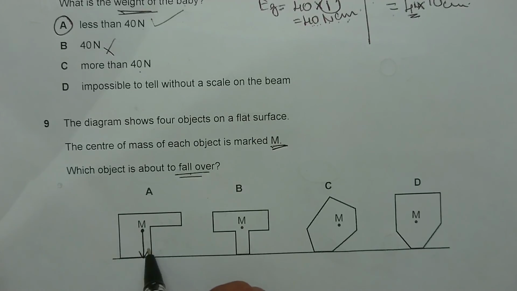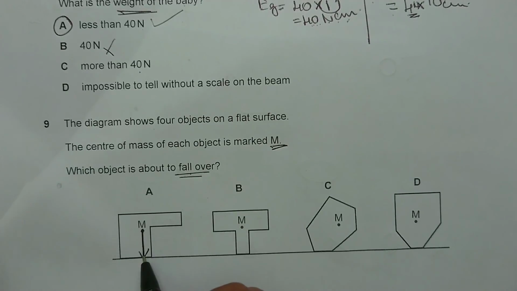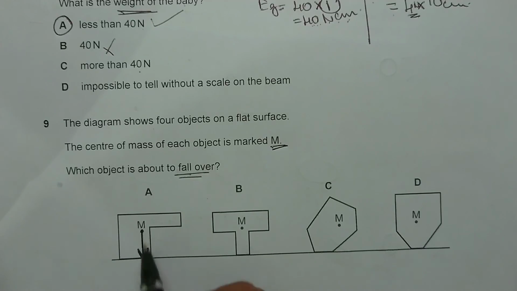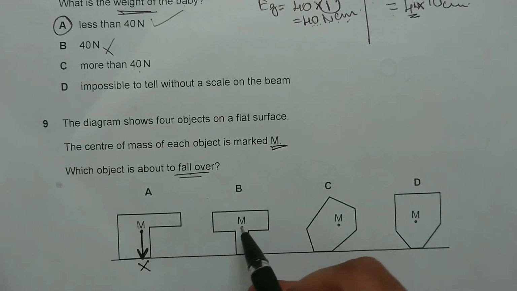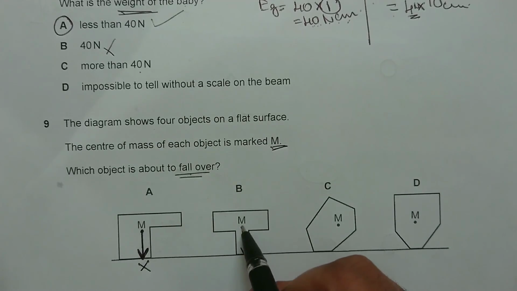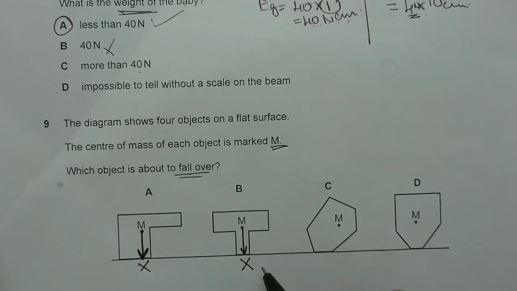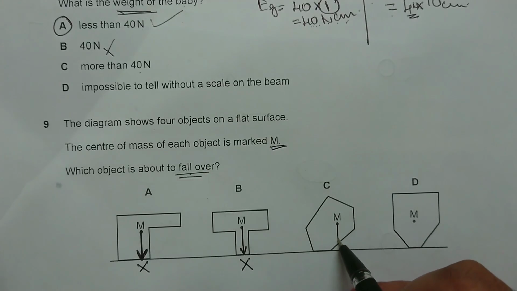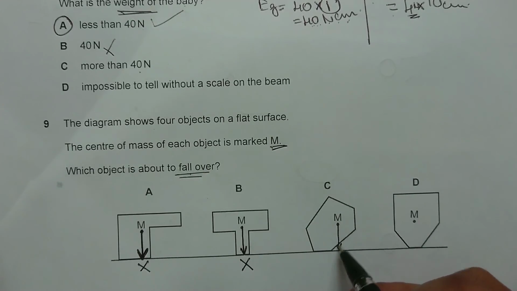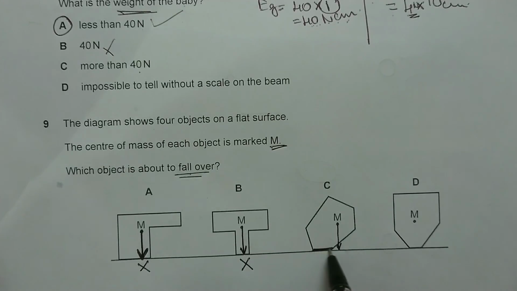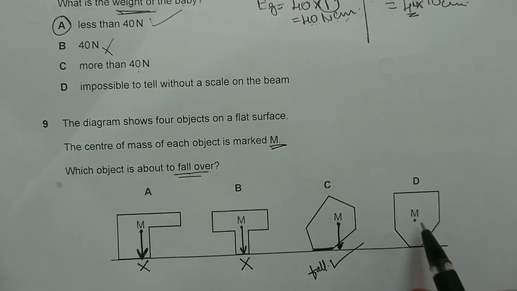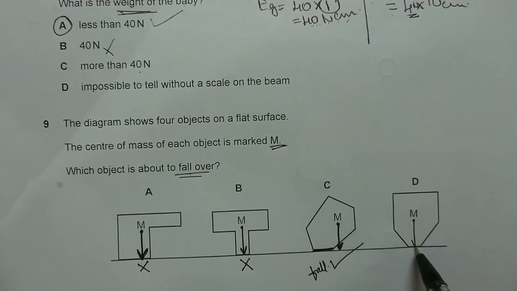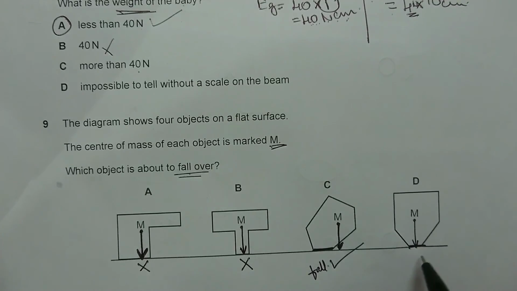Draw a vertical line. The center of mass is inside the base, therefore it is not going to fall. Draw a straight line. This is inside the base, does not fall. Draw a straight line. Okay, so the base is here, and the line is outside the base. It is going to fall. This will fall. Okay. What about this one? Draw a straight line. This falls inside the base, does not fall.